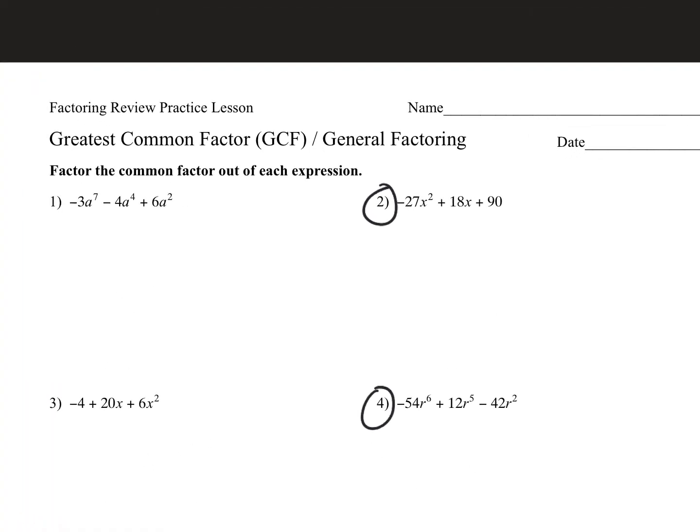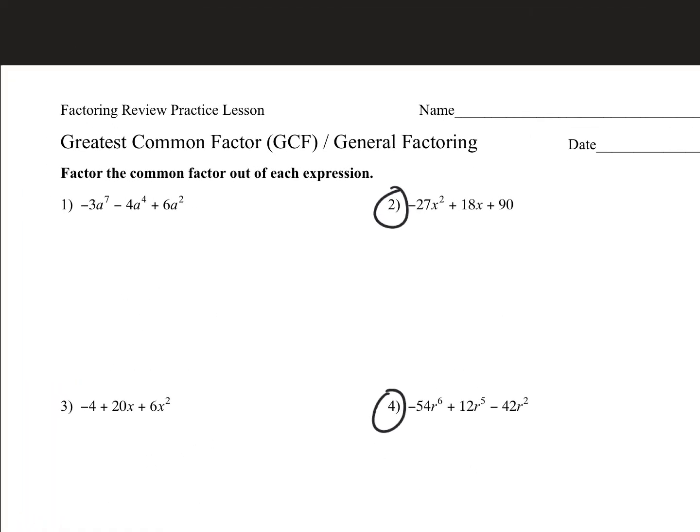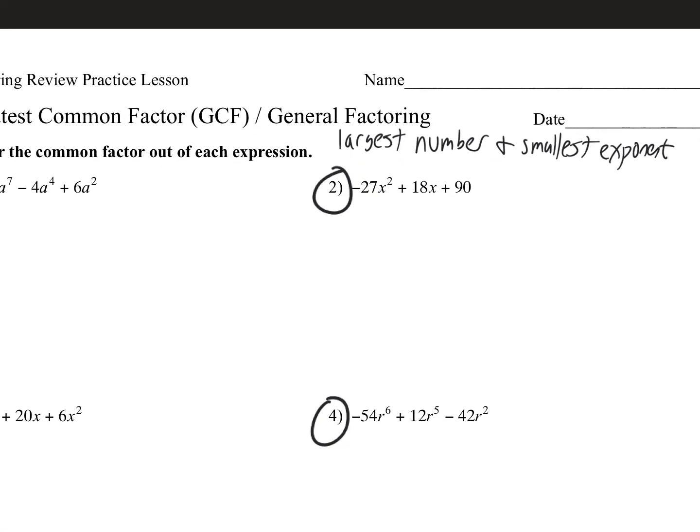One thing you need to know about GCF, which is the first thing we're doing here, is we want the largest number and smallest exponent. I goofed up already, let me fix that. We need the largest number and smallest exponents. That's correct. Largest number and smallest exponent that goes into all three things here, or all the terms.